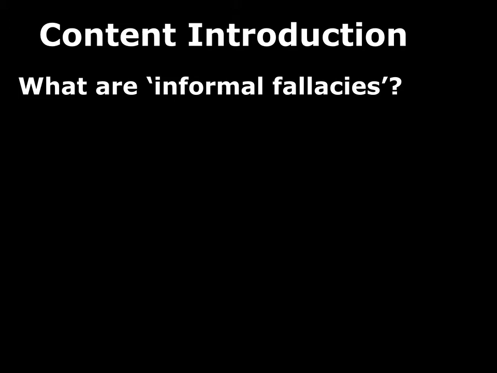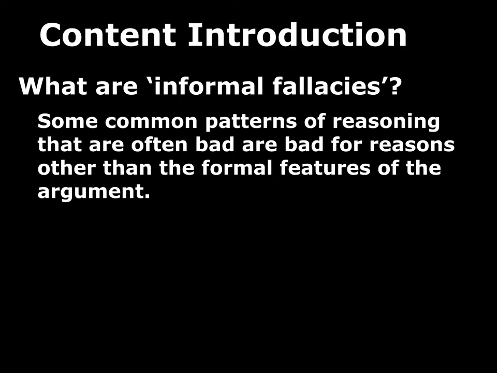The second topic, informal fallacies. This is chapter 5. These are common patterns of reasoning that are often bad, and they're bad for reasons that aren't formal reasons. Meaning that if you removed the sentences and what they meant from the piece of reasoning, you wouldn't be able to tell that it was bad. The problems arise because of the specific content that is being discussed in the argument.